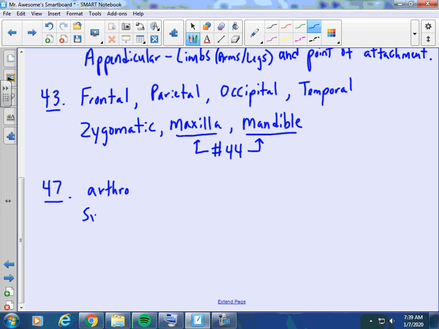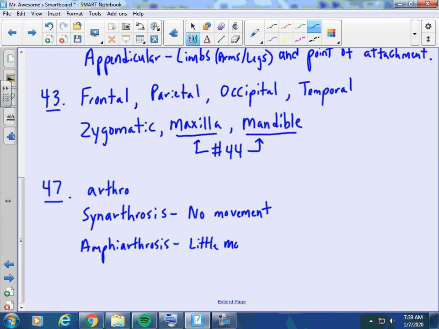We can have a synarthrosis, and this is really no movement. We can have an amphiarthrosis, and these types of joints have very little movement. And then we have diarthrosis, and these are freely movable.